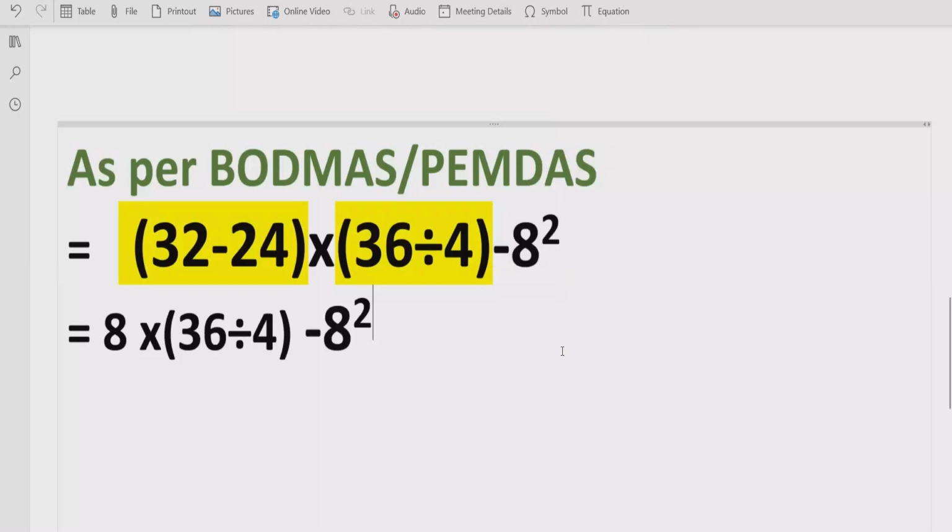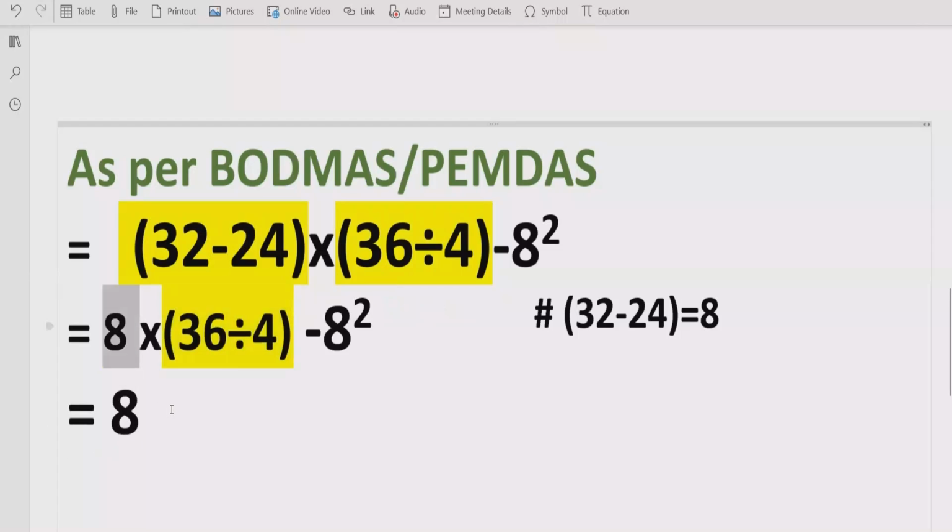Now we will give the reference here. Here 32 minus 24 equals 8. Now we move forward to solve the other bracket, the second bracket, which is 36 divided by 4. So 8 multiplied by 36 divided by 4, which equals 9, minus 8 raised to power 2. We will write this part as it is. Here we divided 36 by 4, which equals 9.